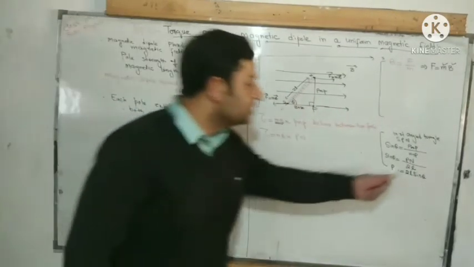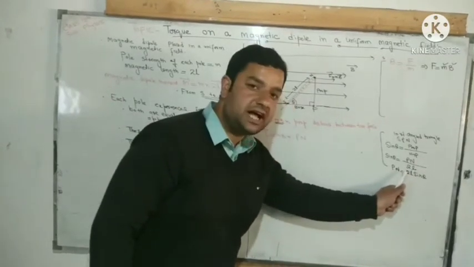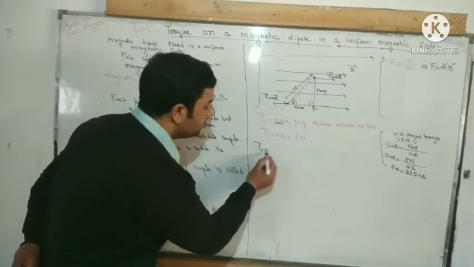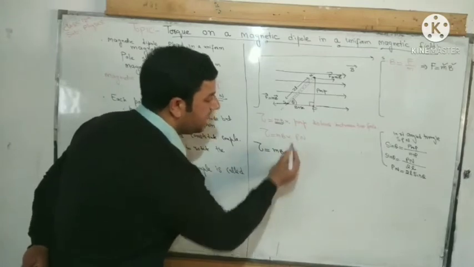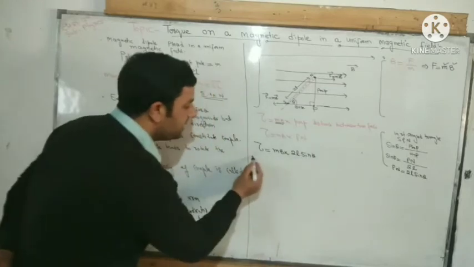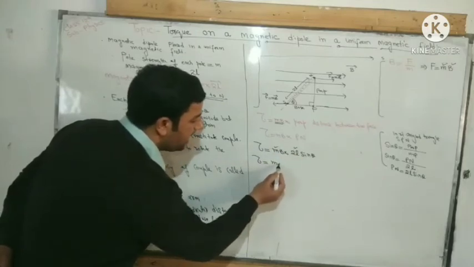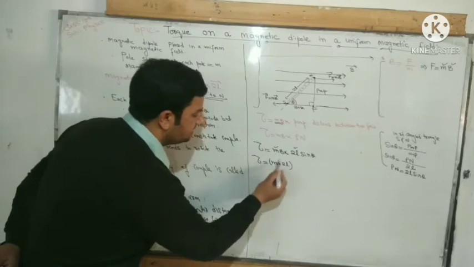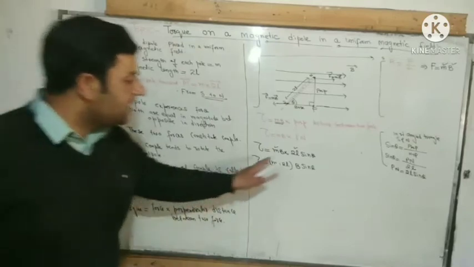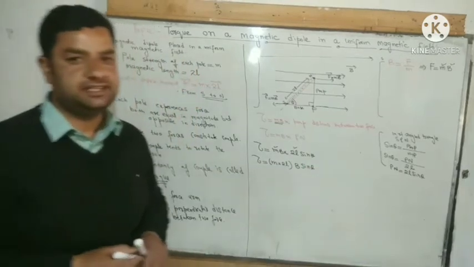So the perpendicular distance between the two forces is equal to 2L sin theta. So torque tau is equal to mB into PN. PN is equal to 2L sin theta. So tau is equal to m into 2L, bracket, into B sin theta.